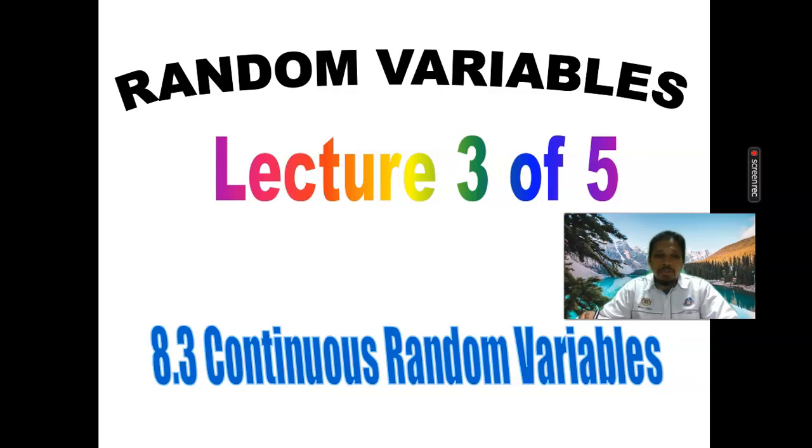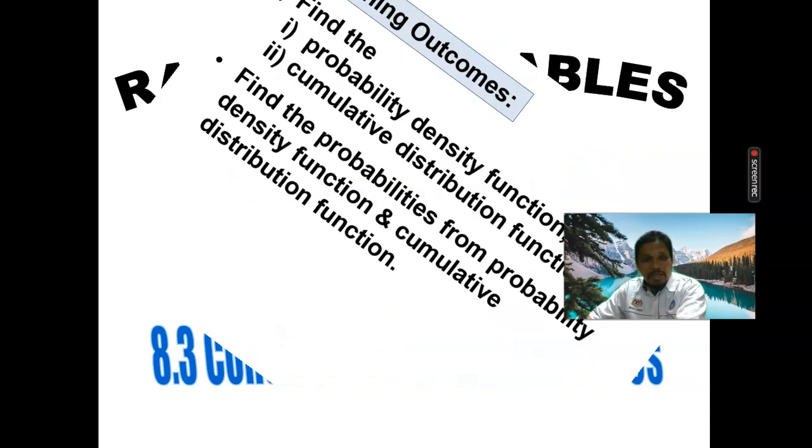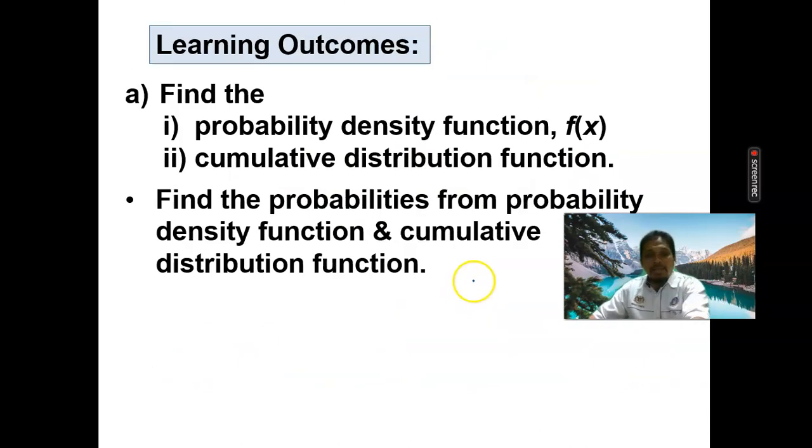Today we're going to look into the discussion and solution for the topic of random variables, lecture 3 of 5, with the subtopic 8.3, continuous random variables. Okay, so are you all ready? Make sure that you have your lecture notes with you right now, and without wasting so much time, let's continue.